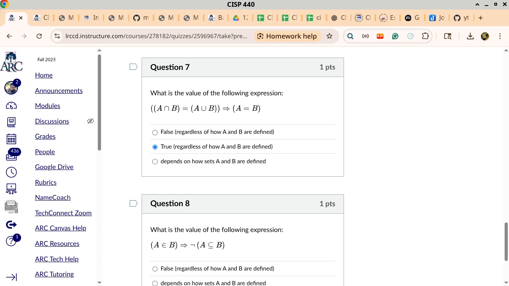Say again, sorry. If you do a Venn diagram, that becomes obvious too. Yep.